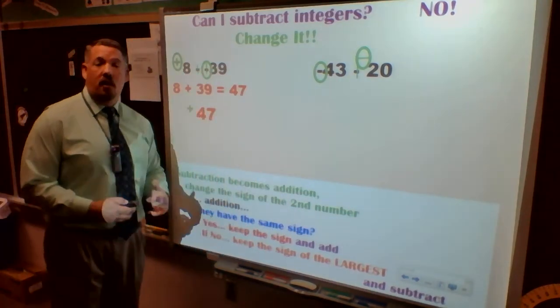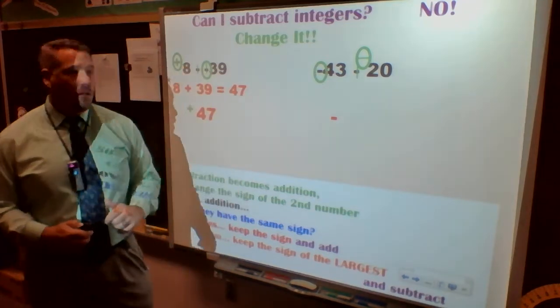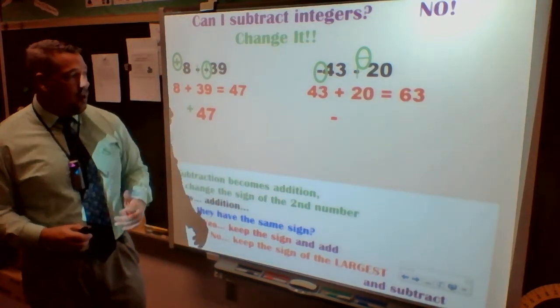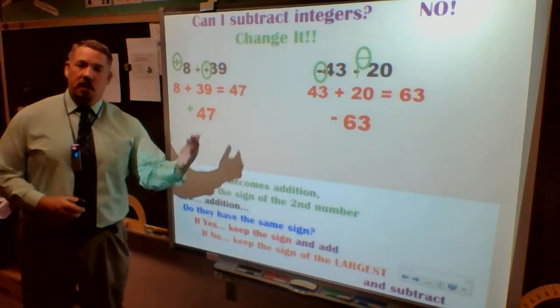What do I do with it? I'm going to keep it. So I'm going to put it on my answer line, and then I'm going to simply add them together. 43 plus 20 is 63. So I know my answer is negative 63.